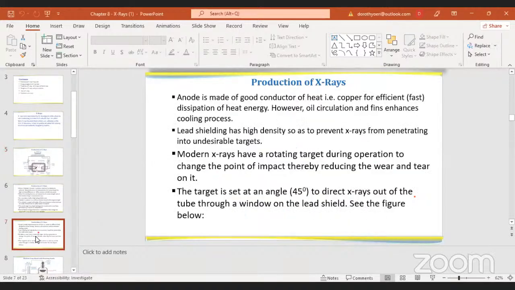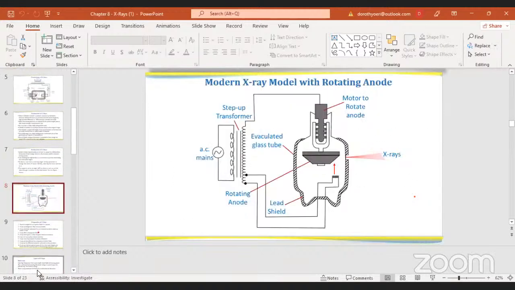So this is the diagram of the modern X-ray tube. You can see it has a rotating anode. It still has a lead shield around the tube. Now, there's one thing I never mentioned.